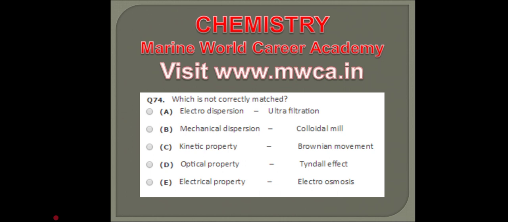Question number 74. Which is not correctly matched? Option A, electrodispersion, ultrafiltration. Option B, mechanical dispersion, colloidal mill. Option C, kinetic property, Brownian movement. Option D, optical property, Tyndall effect. Option E, electrical property, electroosmosis.